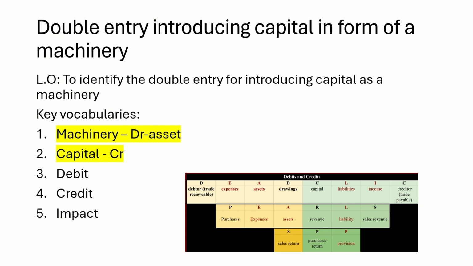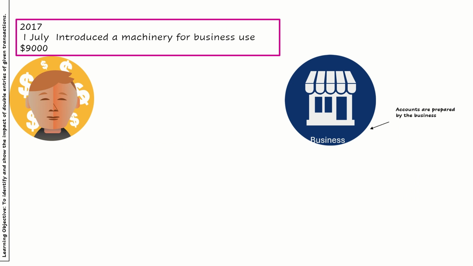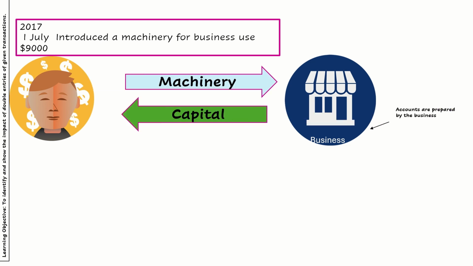Double entry for introducing capital in form of machinery. Machinery, capital, debit, credit, impact. Remember the rule: debit to increase debit, debit to decrease credit, credit to increase credit, credit to decrease debit. 1st July, owner introduced a machinery for business use, 9,000. Machinery comes into the business and the business maintains a capital account on behalf of the owner.